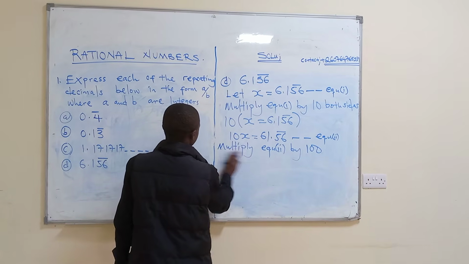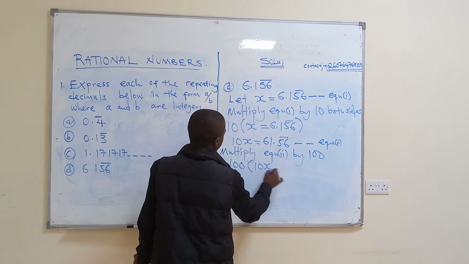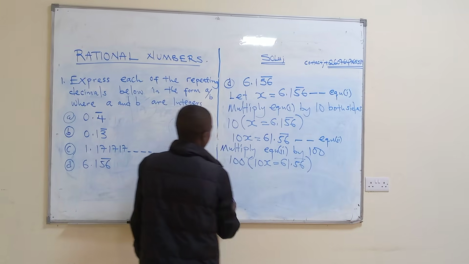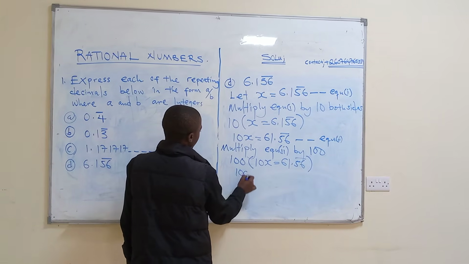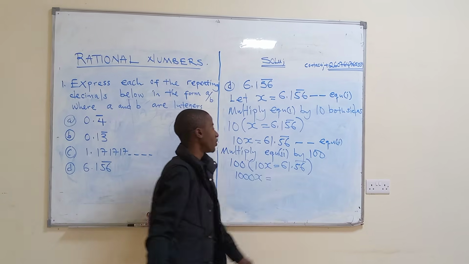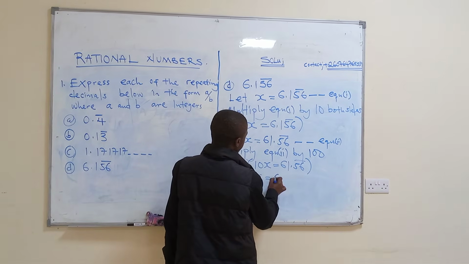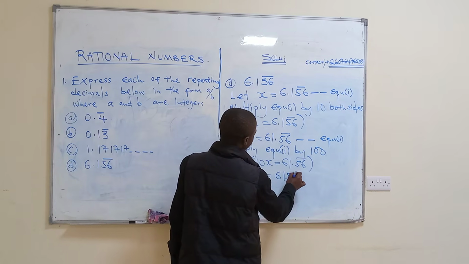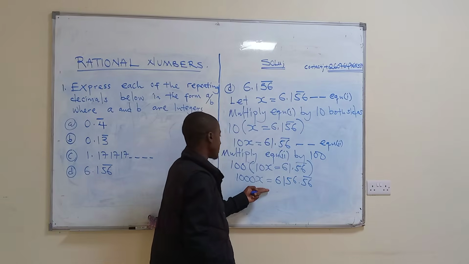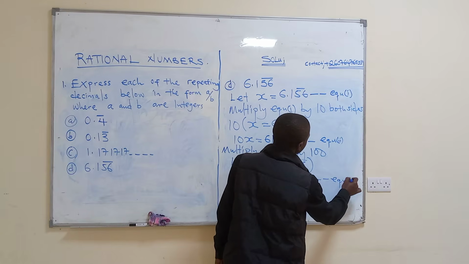So that is 10x. Let me do this. 100 being multiplied with 10x is equal to 61.56 with a bar. So that is 1000x is equal to, this point is going to move twice. Why? Because I'm having 2 zeros. So that is 6156.56 with a bar. So this is my equation 3.